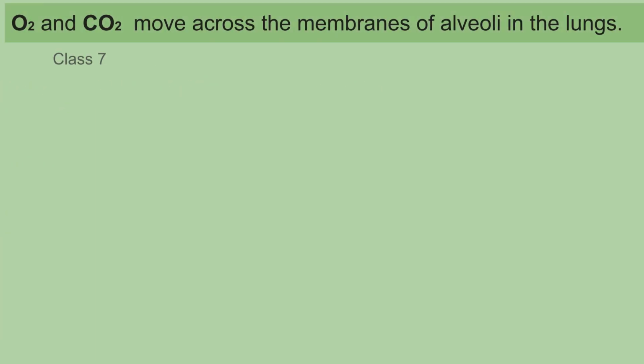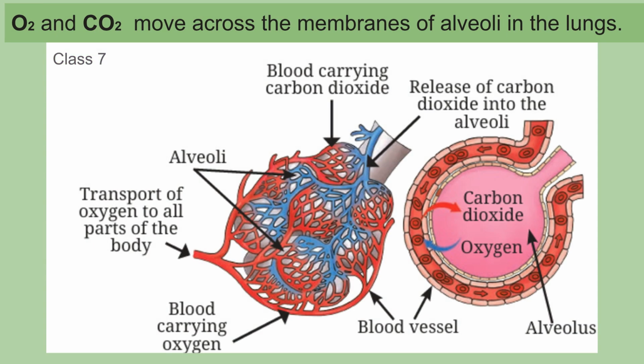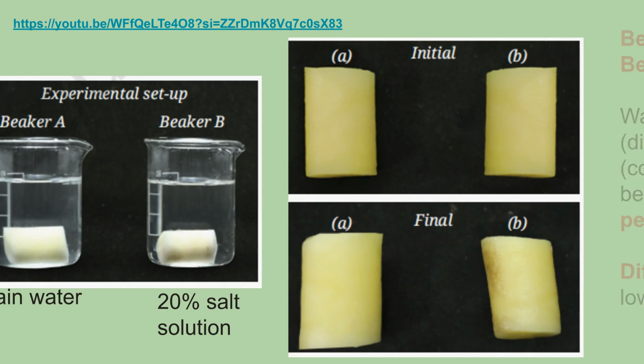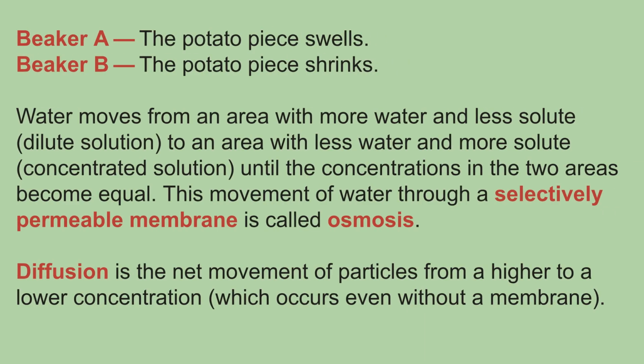An example of a cell membrane's selective permeability is seen in the lungs, where oxygen and carbon dioxide move across the membranes of the alveoli. The images show an experiment with potato pieces placed in plain water and a 20% salt solution. Observe the initial and final states of the potato pieces. In beaker A, the potato piece swells, while in beaker B, it shrinks.